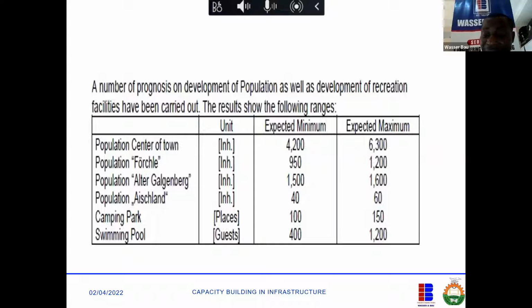If it's a large estate or a large place, you can also partition them into sections and then estimate their population. So here, the population today is 4,200, but the expected population at the end of my design period is 6,300. Now, the second place is Forchley, it's a German one, don't mind it, it is 950. In 25 years' time, in 30 years' time, it's going to be 1,200. So this is what you do.